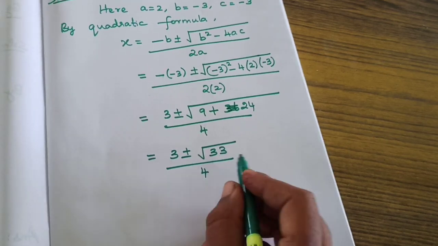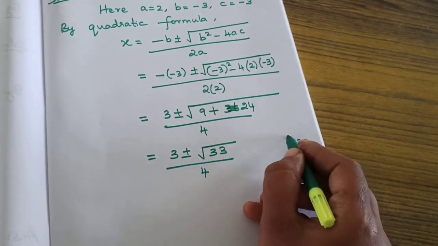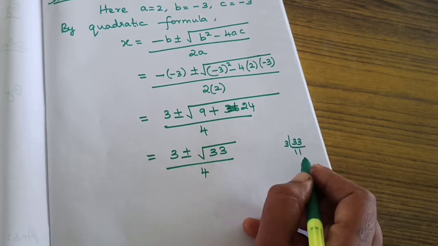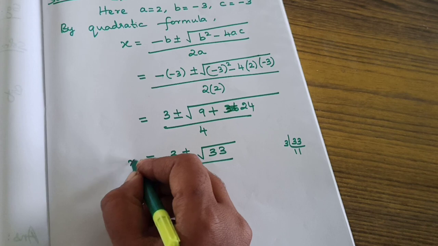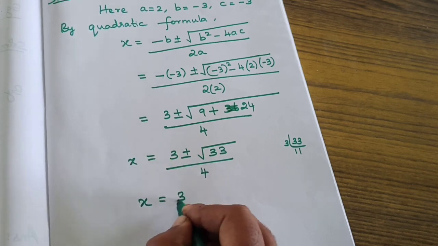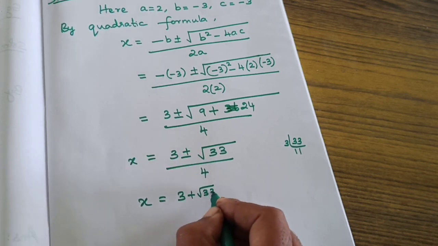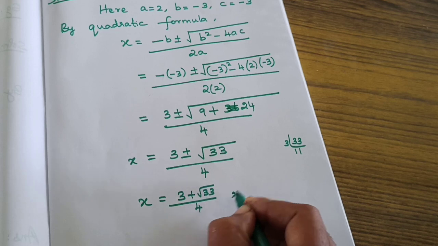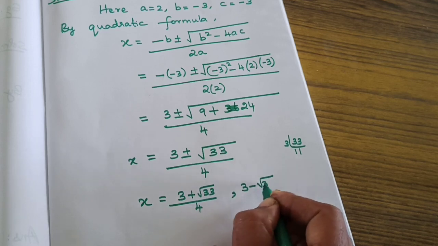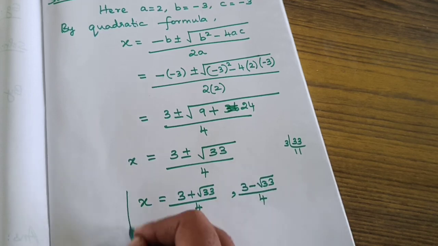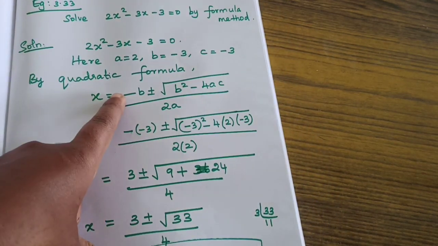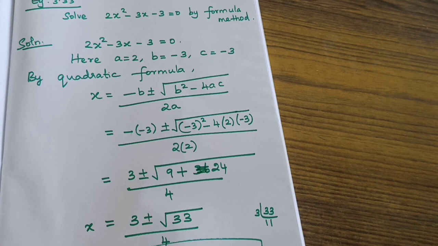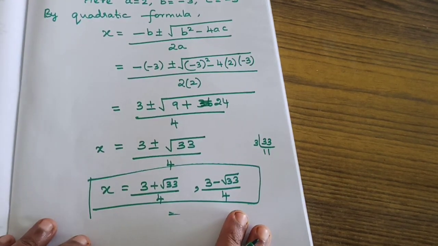So 33, is it possible to factorize? 33 is 3 times 11, both are prime numbers, no? We can't solve further. So this is the final answer. So x equal to 3 plus root 33 by 4, comma, 3 minus root 33 by 4. That's all the answer. Okay. It's a very simple problem. You need to study the formula only. Then, writing all these concepts, you will solve this very, very easily.